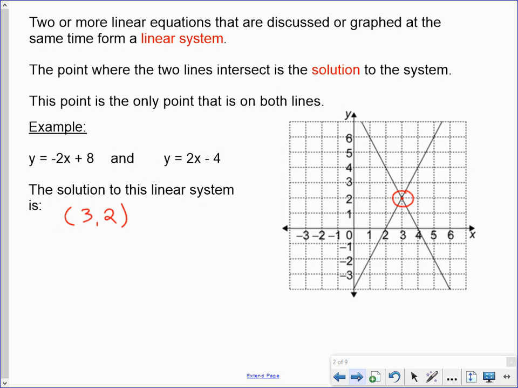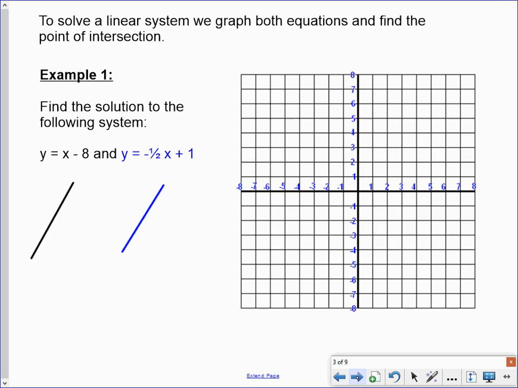Okay. So let's take an example here. If we want to solve a linear system, what we have to do is graph both of the equations and find the point of intersection. So in our first example, we have: find the solution to the following system. y equals x minus 8 is our one equation, and y equals negative 1/2 x plus 1. We want to graph both of these lines on this grid over on the right and find the point of intersection.